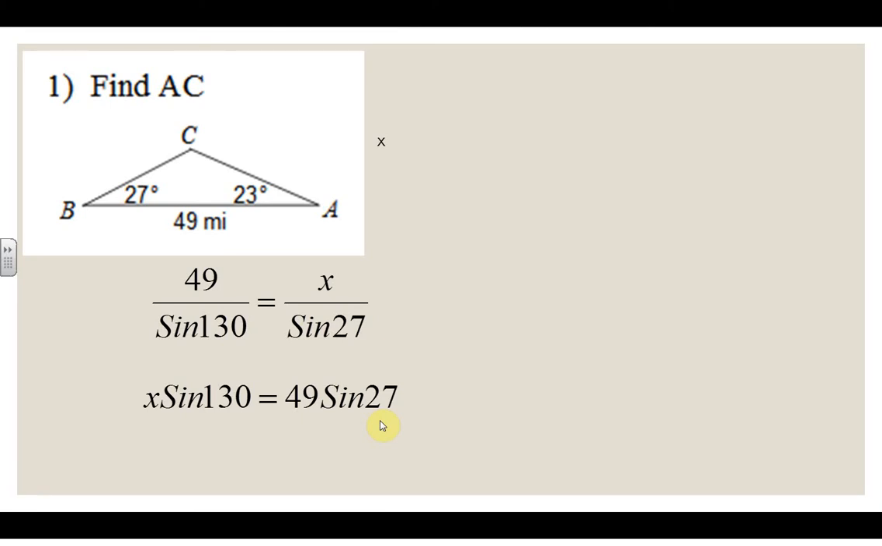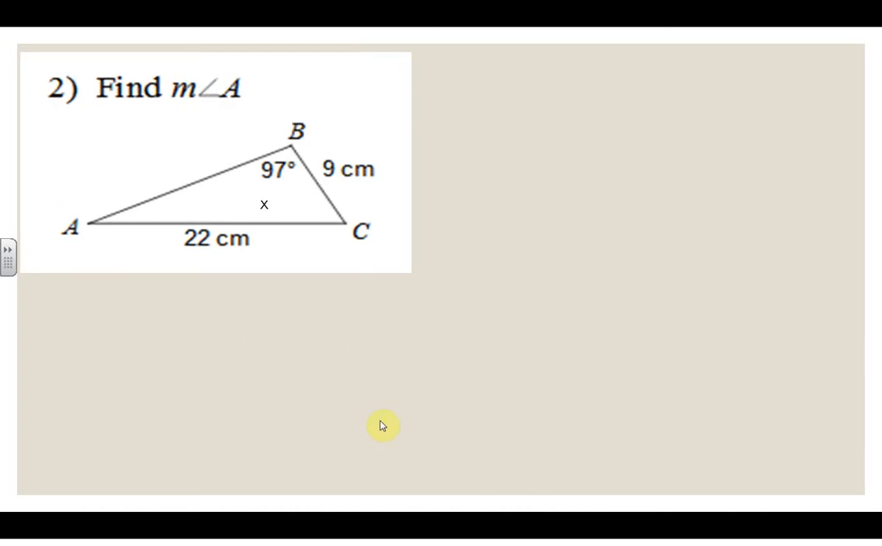And then it's just cross products. X times the sine of 130, and then you're going to divide by the sine of 130, and then plugging it into your calculator, you get 29.0. That's basically how easy it is. Bam. Okay, so let's do this again.